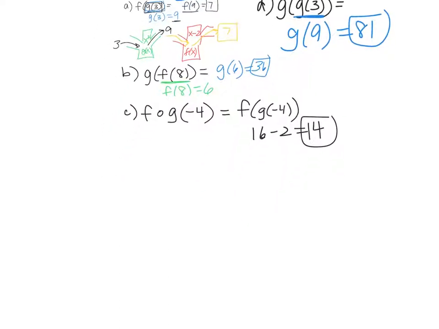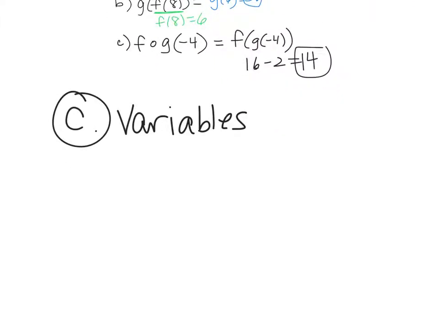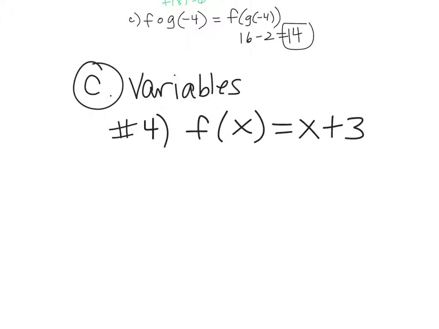Okay, last part. Be careful. Now let's do this whole thing, but let's do it with algebra. Variables. Okay, last part. Now we're going to have functions within functions. So here we go. Number 4. Okay, let's say that we're going to do 2 more. F of x is x plus 3. I'm changing f and g. And g of x is 2x.